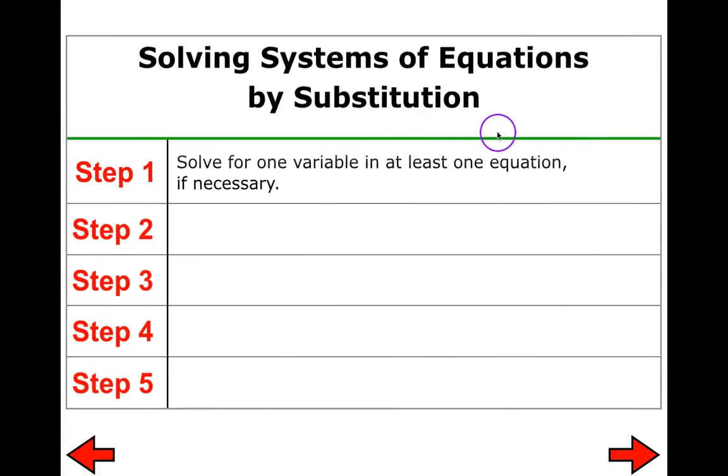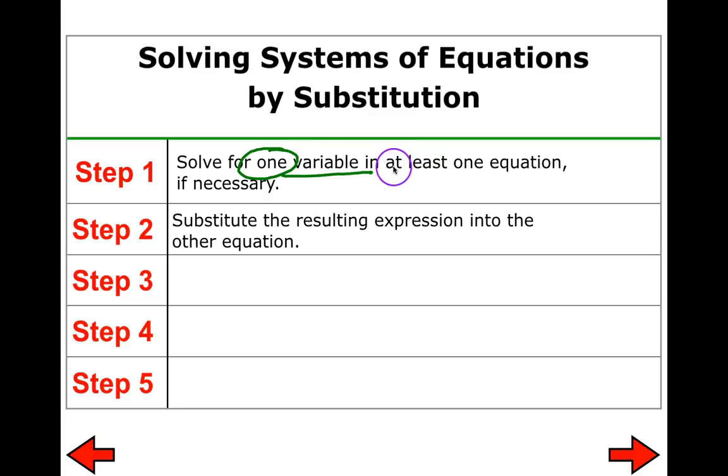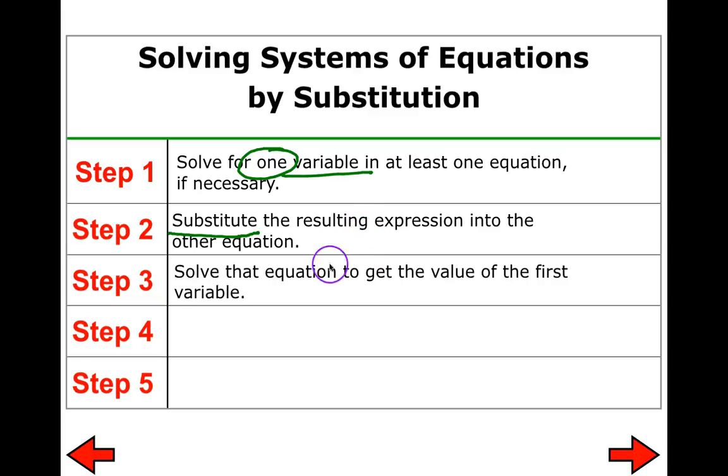Okay, so now let's look at some steps. When we're solving systems of equations, number one, we always want to make sure that we solve for one of the variables, at least one. Number two, once we have that, we can substitute the resulting expression into the other equation. So if we get x equals or y equals, we use that equation to substitute into the other. Third, you must solve the equation to get the value of the first variable.